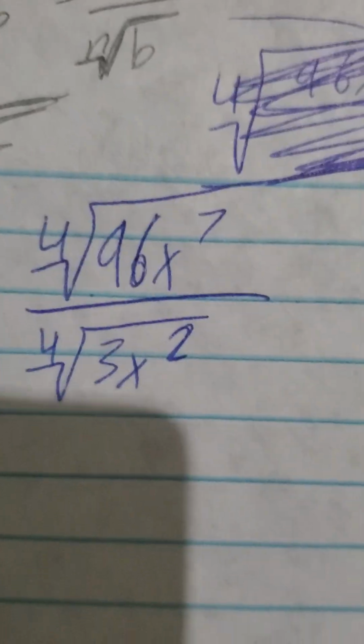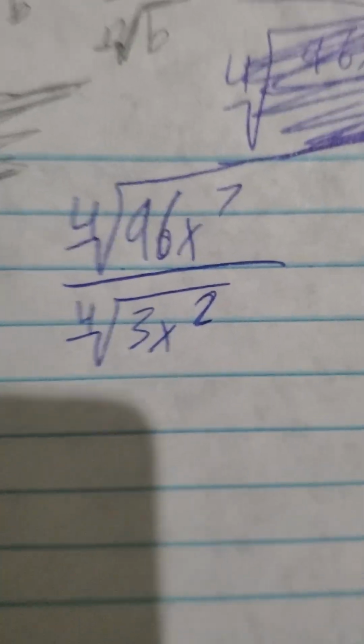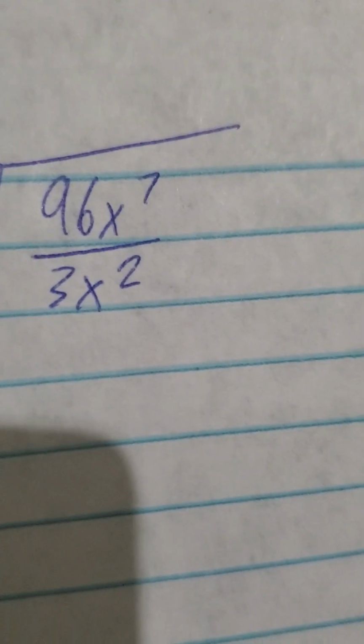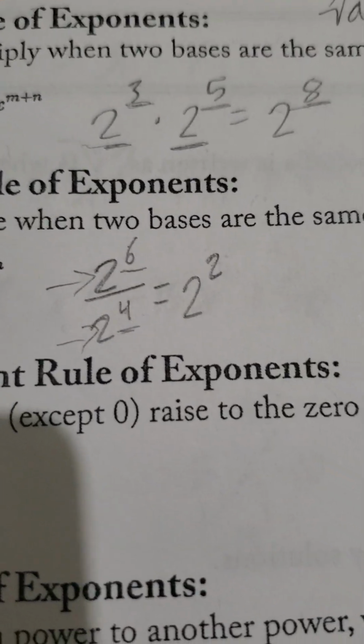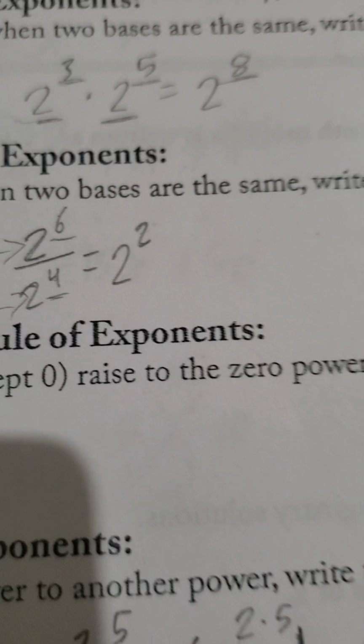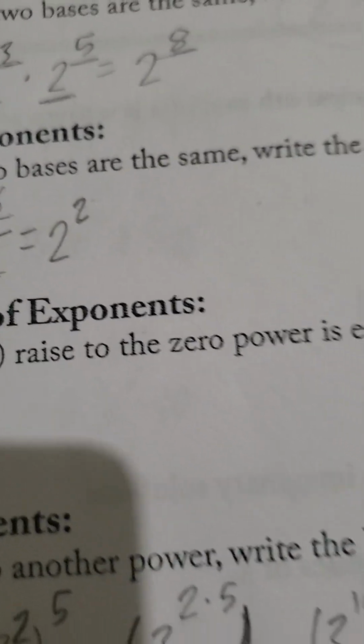Anyways, when we move back to this problem, you're probably going to freak out. Don't. Because now this is our new problem. If we take the quotient rule of exponents, we can look back over here and see that 2 to the 6th power over 2 to the 4th power is equal to 2 squared.